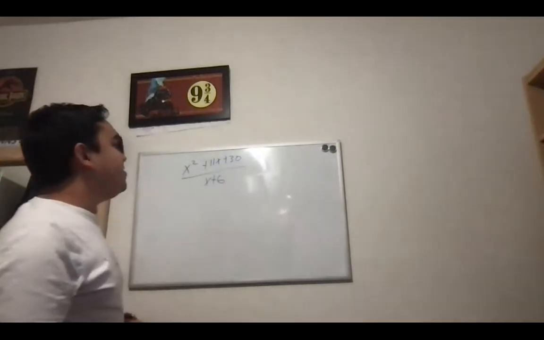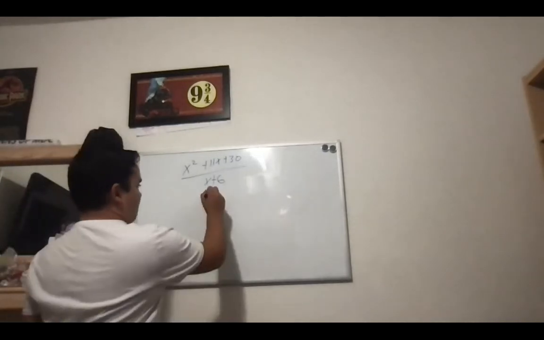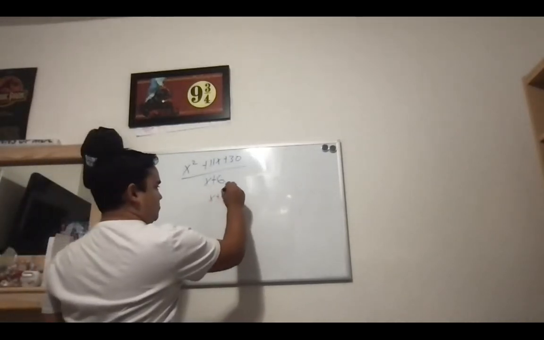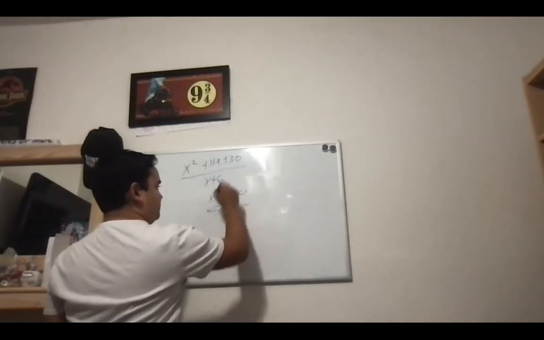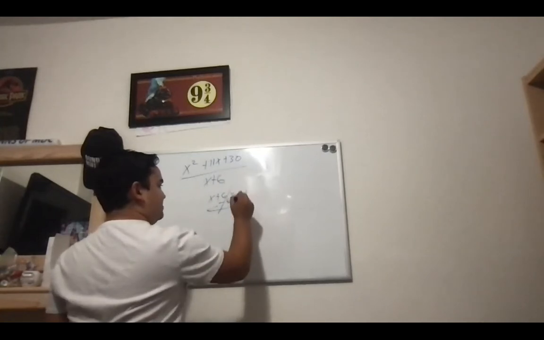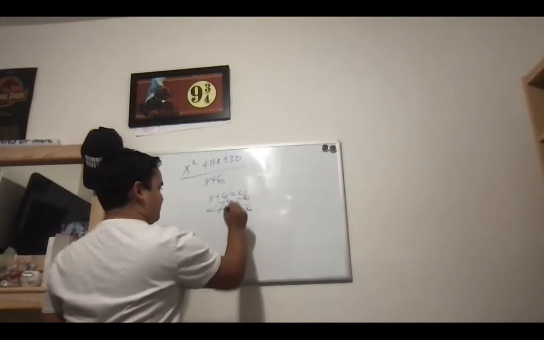Zero product property holds in this as well. Make this equal to 0. x plus 6 equals 0. Subtract 6 on both sides to solve for x. 0 minus 6 is negative 6. x is equal to negative 6.